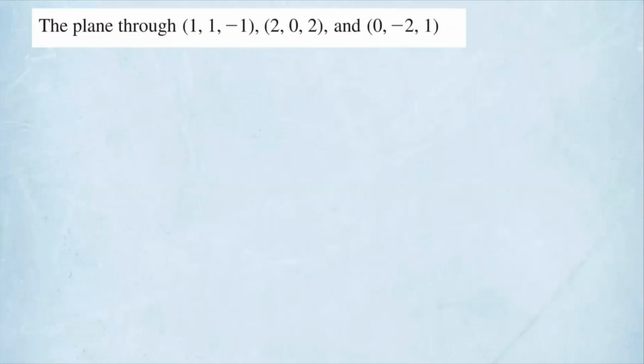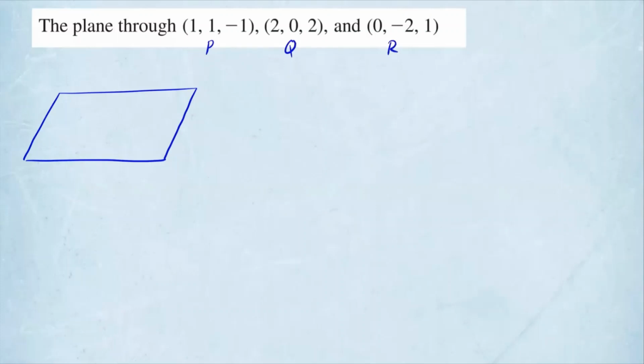Here's another example. We're going to find the equation of the plane through these 3 points. So let's suppose this is our plane. So again, the picture is off scale. Just imagine a plane right here. You want to find the equation, you're given 3 points. So we need to create 2 vectors. So let's call these points P, Q, and R.